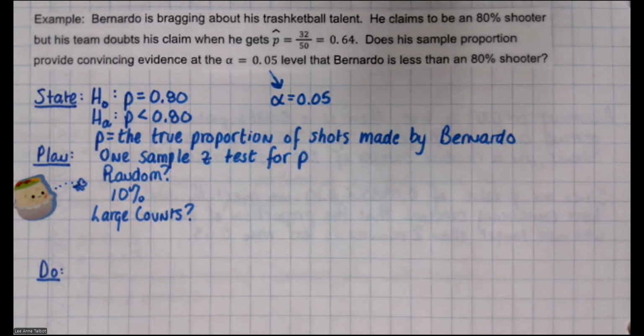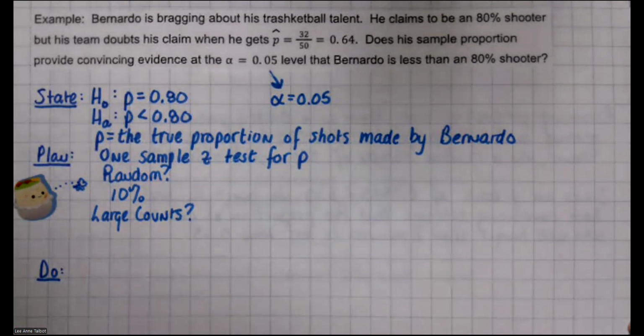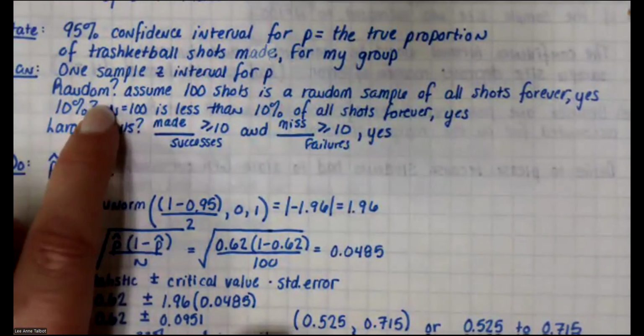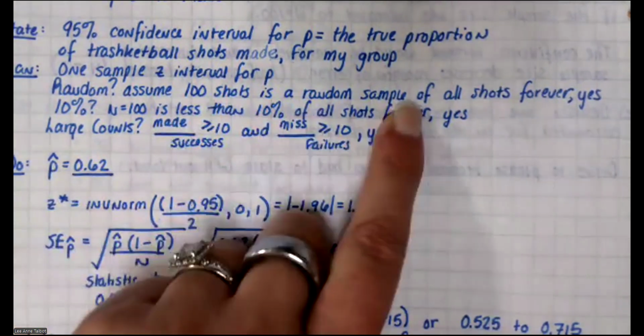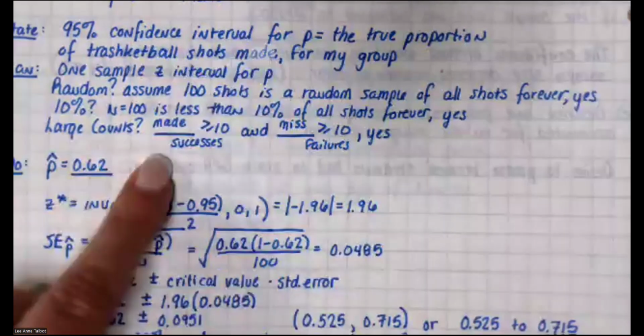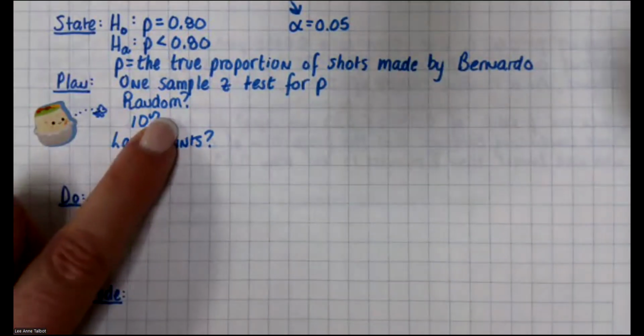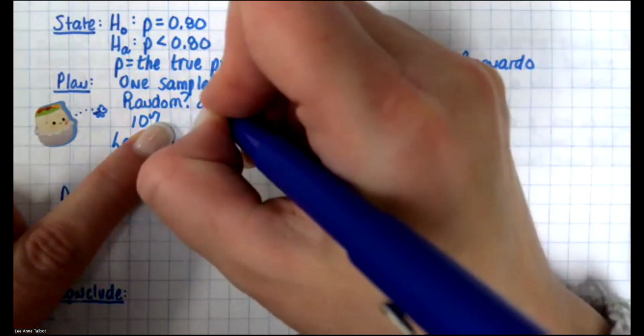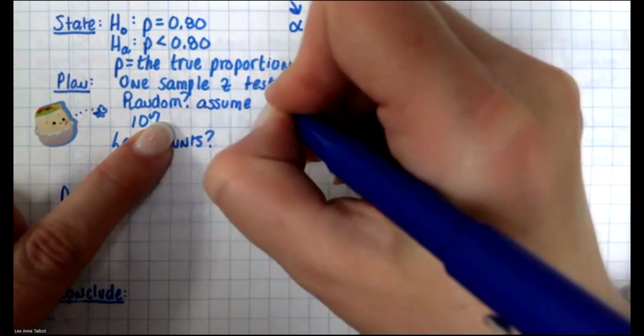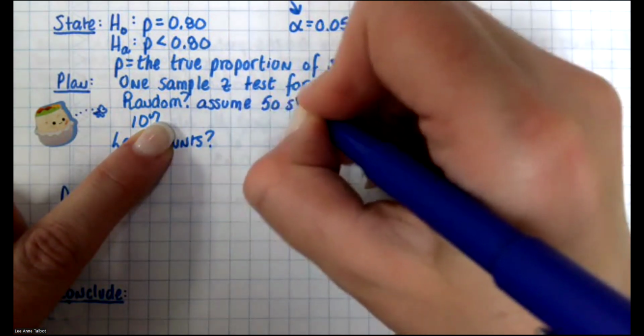Okay, so back when we played trash ball, we did some assumptions with our conditions. And if this is back when we played trash ball, it says assume 100 shots is a random sample of all shots forever. Okay, so we're going to take that concept here. We're going to say assume 50 shots.